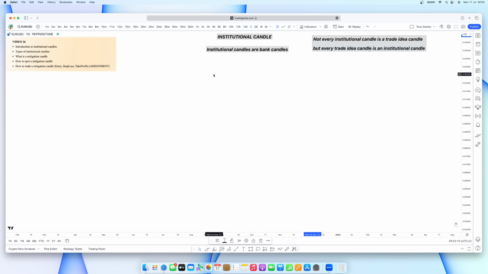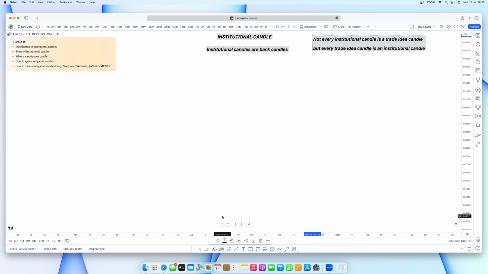Those are the three I have been trading and will continue to trade, except maybe I do my research and find a new one. But so far, there are three types of institutional candles.